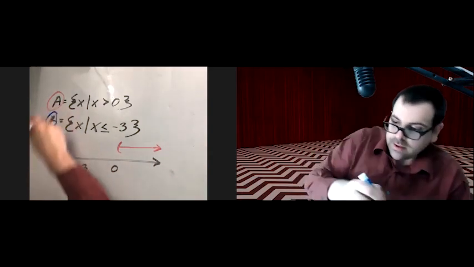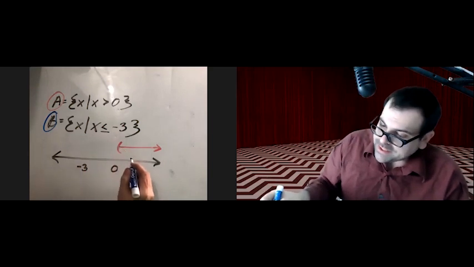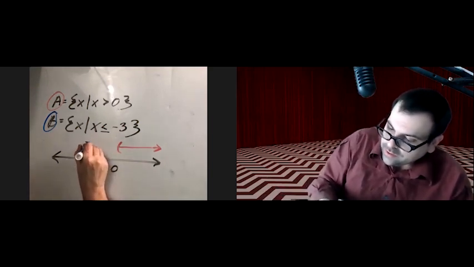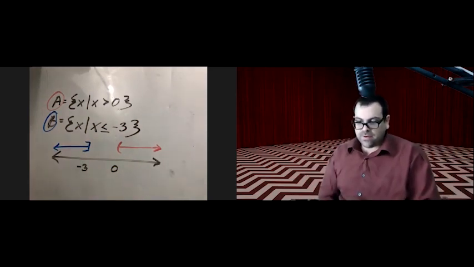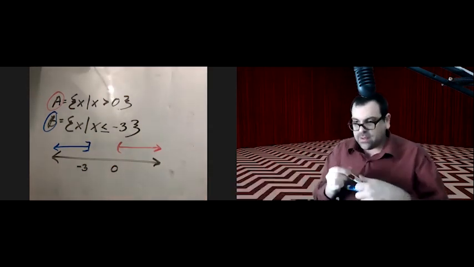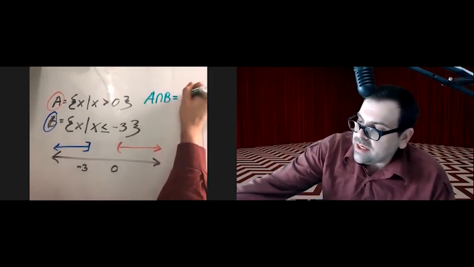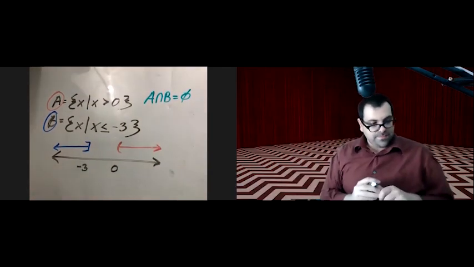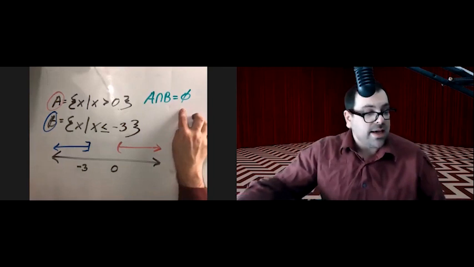B, that's going to be less than or equal to -3. Less than or equal to. Notice I didn't go below because there's not going to be an overlap here. No overlap means that there is no intersection. A intersection B is the empty set.